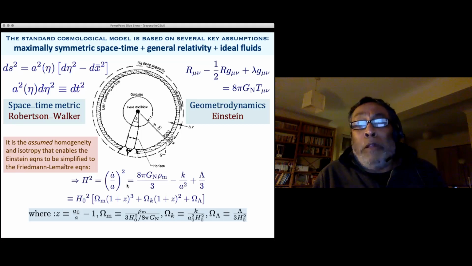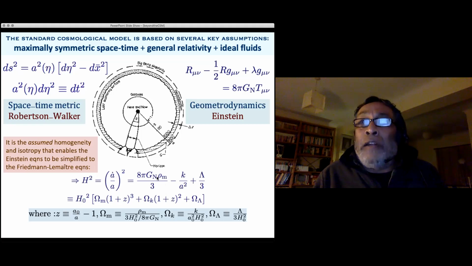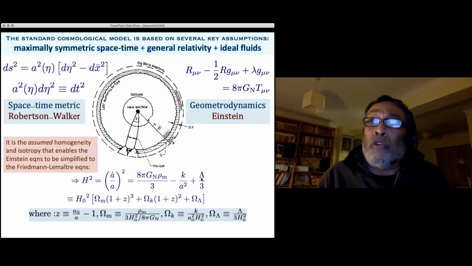Okay, it's so simple. I mean, look at it. It's just a first derivative of the scale factor in time, nothing more complicated than that. So this is like a velocity. We call it the Hubble parameter. And it says that the velocity is determined by the balance between the matter in the universe and something called the curvature of the space-like sections and a cosmological constant.